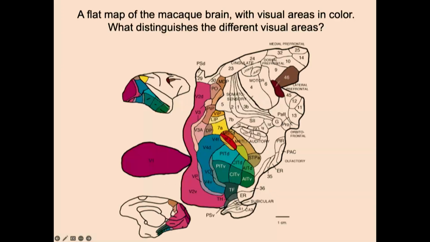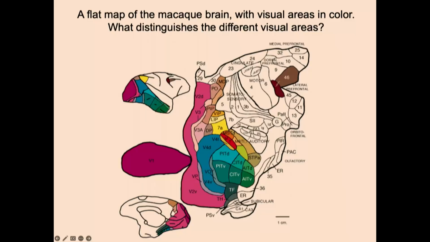Let me just kick things off by showing you a picture. This is what is called a flat map of the macaque brain. The cortex is this sheet, which in your head is folded up into the shape of your brain. A flat map consists of taking the cortex, making a few cuts, and then flattening things out, such that you can see the entire cortical surface at once.